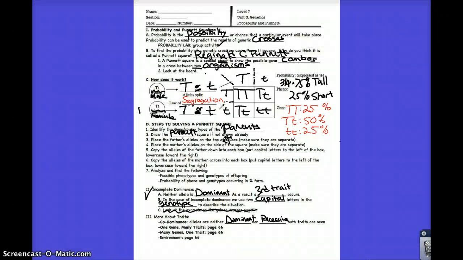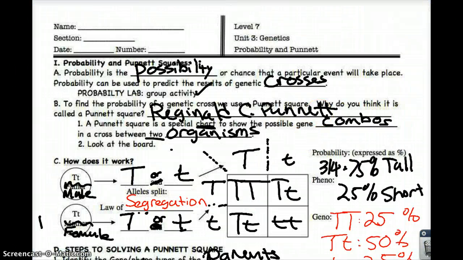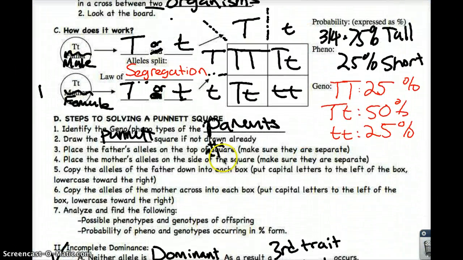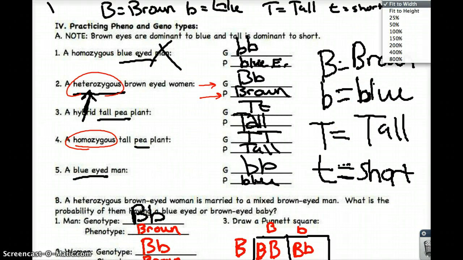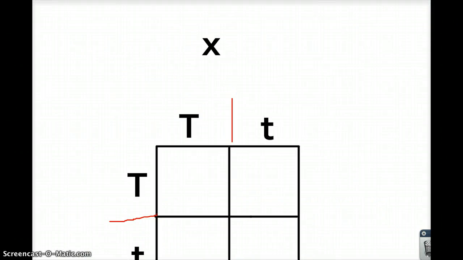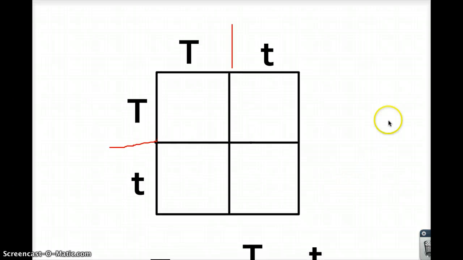Now, the next step is back at the page. If I were to zoom in for you, it says copy the alleles of the father down into each box, and then copy the alleles of the mother across into each box. Then I always say put the capital letters to the left of the box and lowercase toward the right. That's just so you stay consistent. It actually doesn't matter. The Punnett square is basically a chart, and you want to try to keep it as organized as you can.